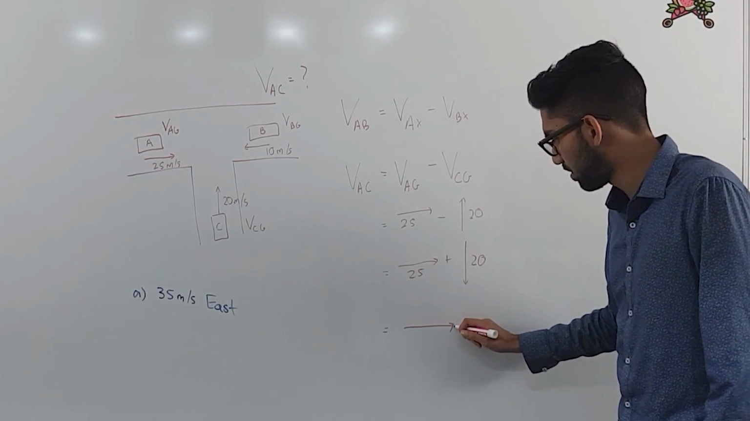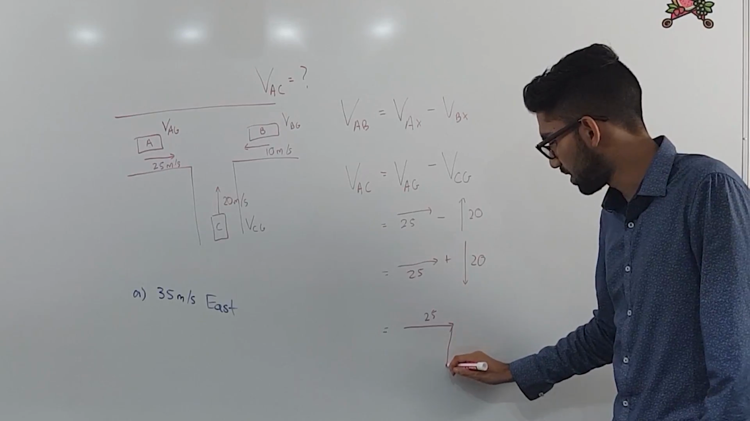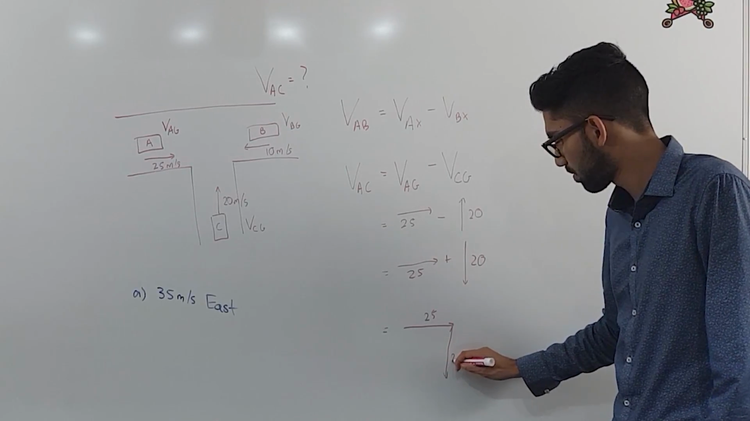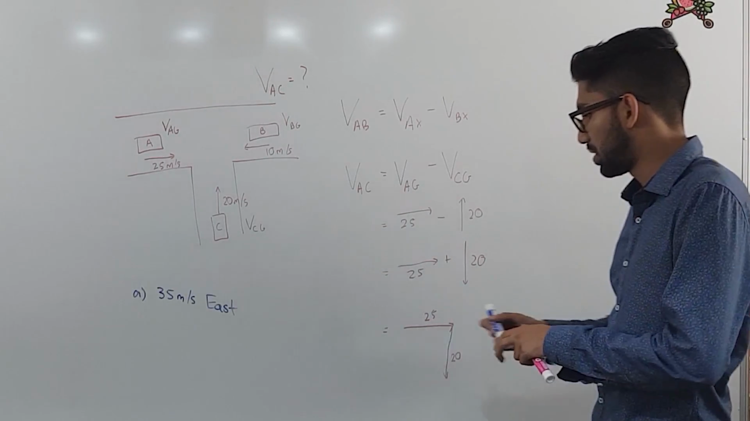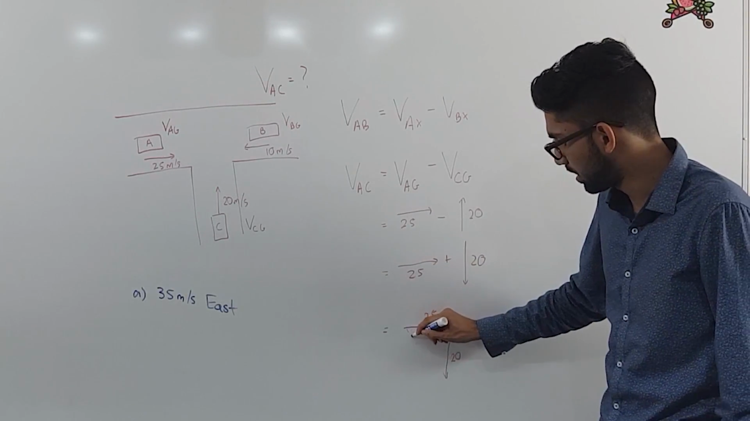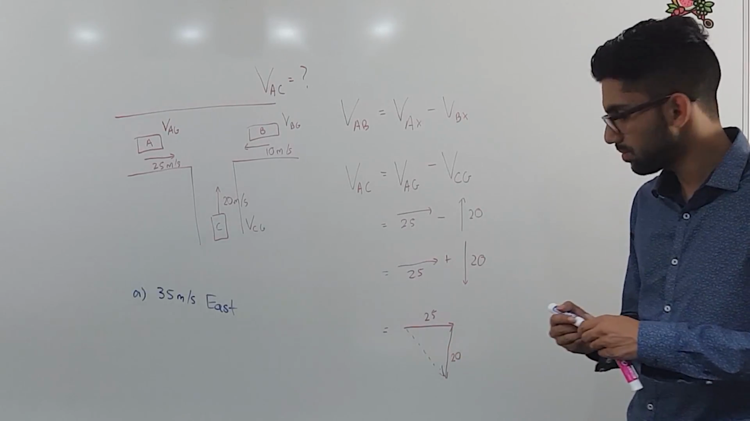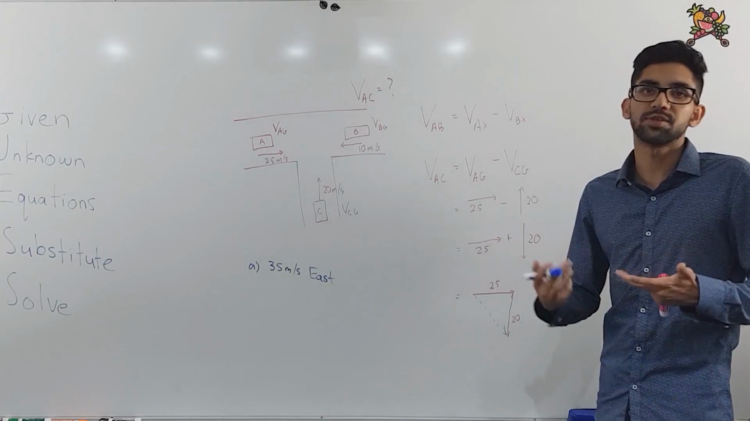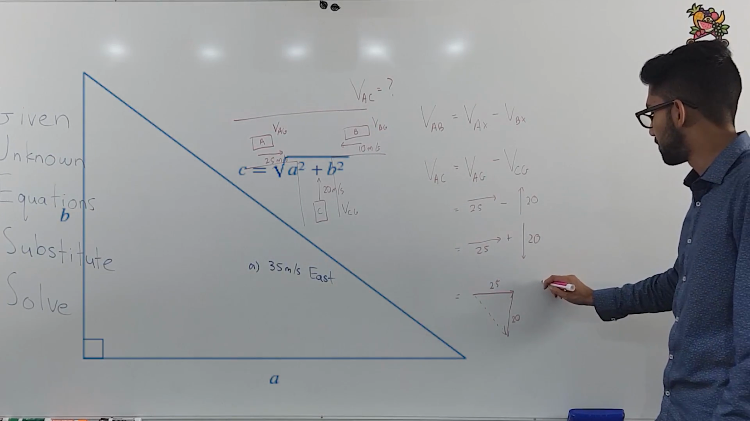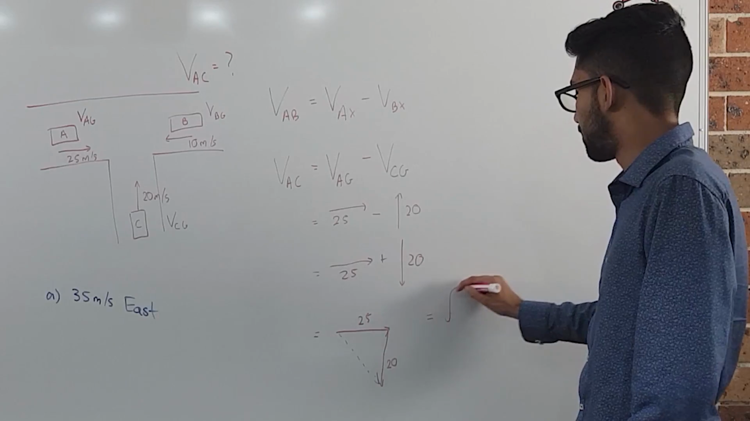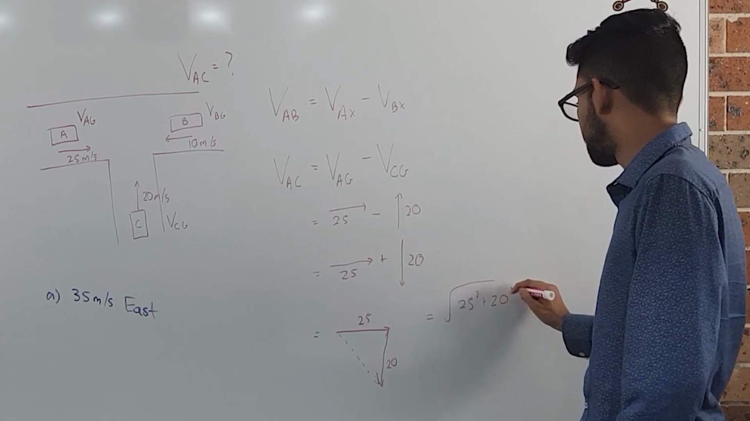We want to draw a head to tail. We have 25, 20 down. And our answer will be from the first tail to the last head. So to solve this, we're going to have to use Pythagoras. So our answer for the magnitude will be the square root of 25 squared plus 20 squared.